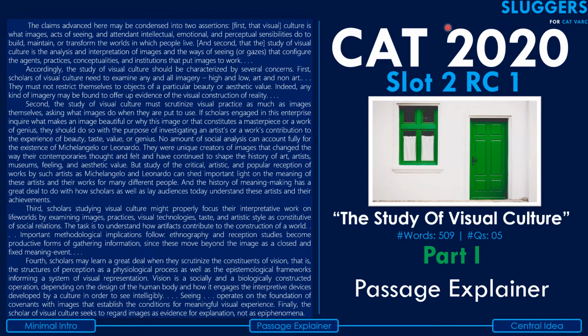In this session, we'll be taking up the fourth RC of the Culture and Social Sciences genre. This RC was asked in the second slot of your CAT exam in the year 2020. I've titled it The Study of Visual Culture. Number of words 509, with 5 questions. Again, quite standard as per CAT.